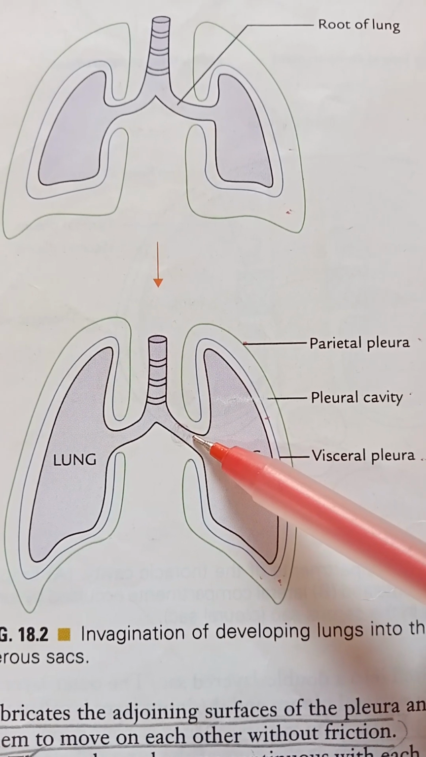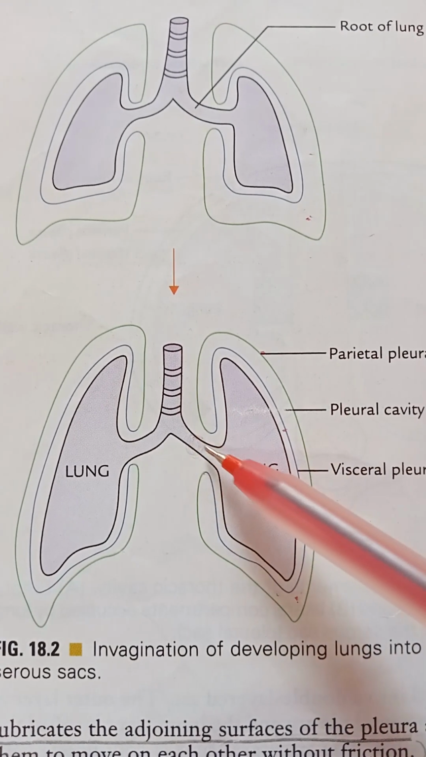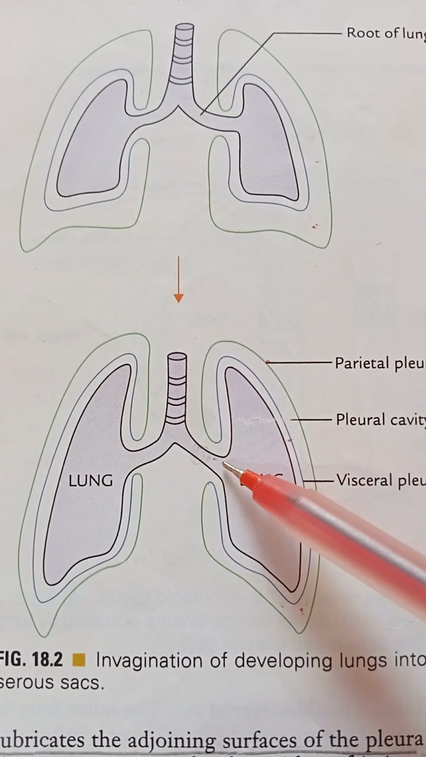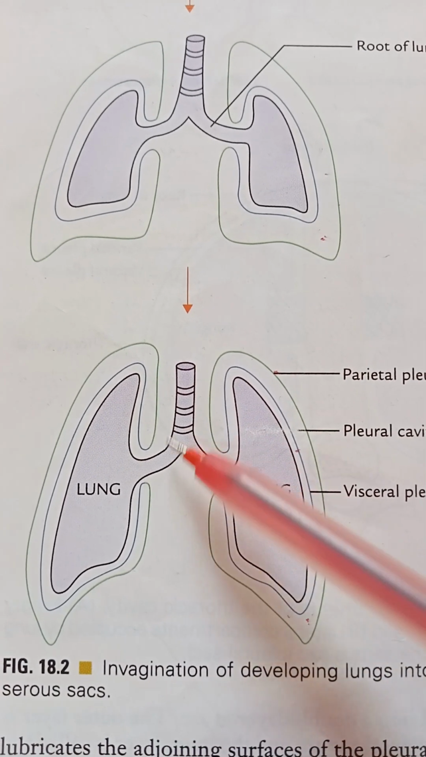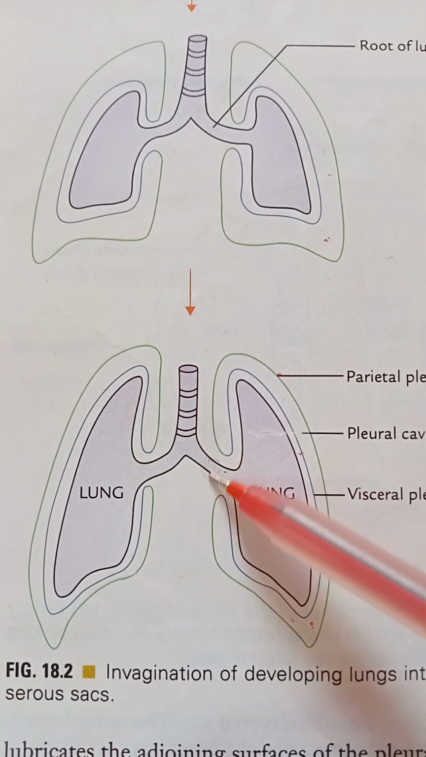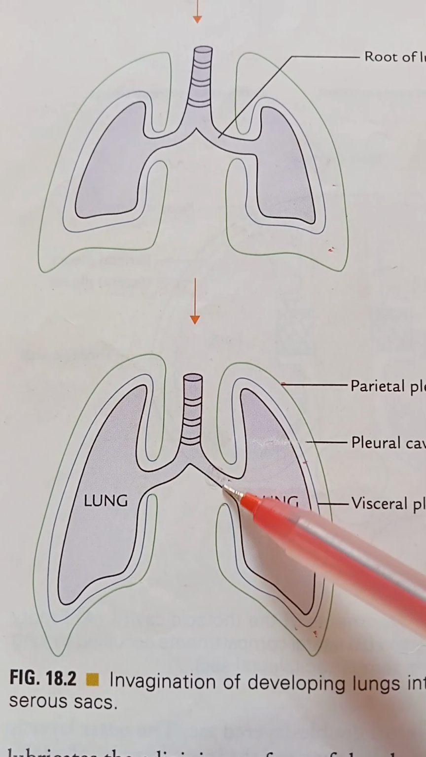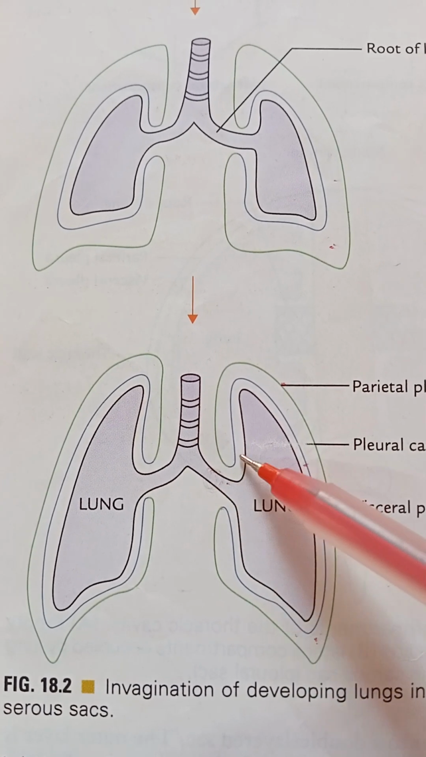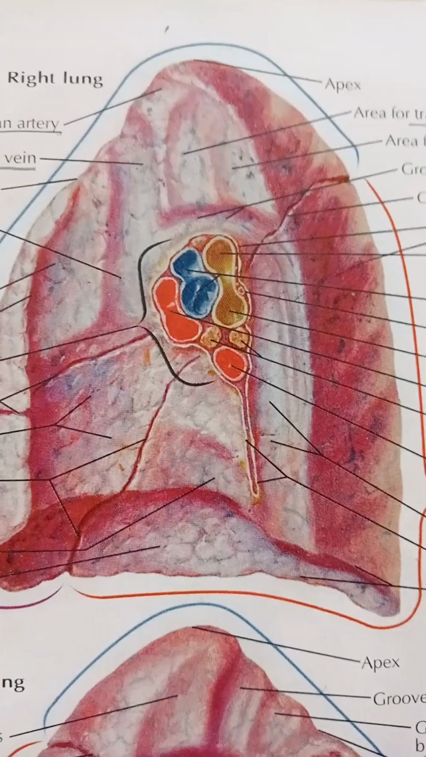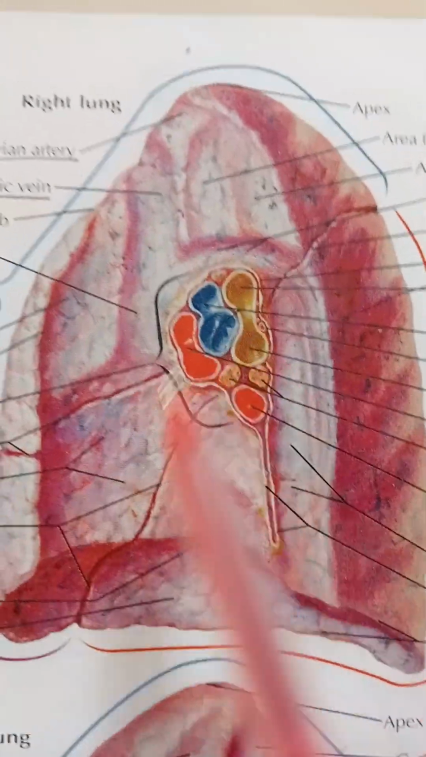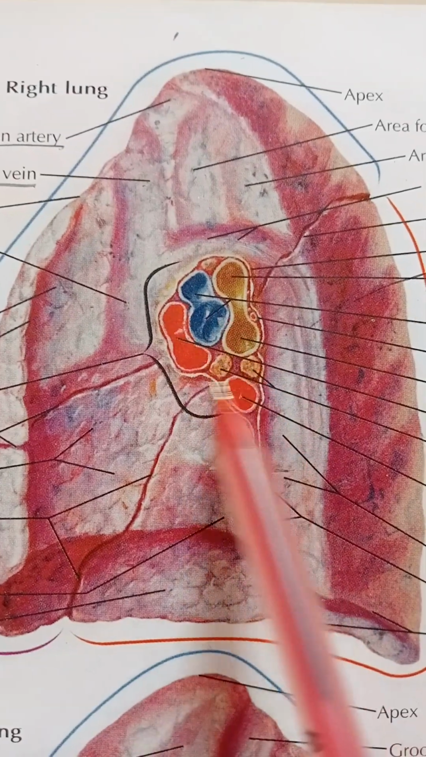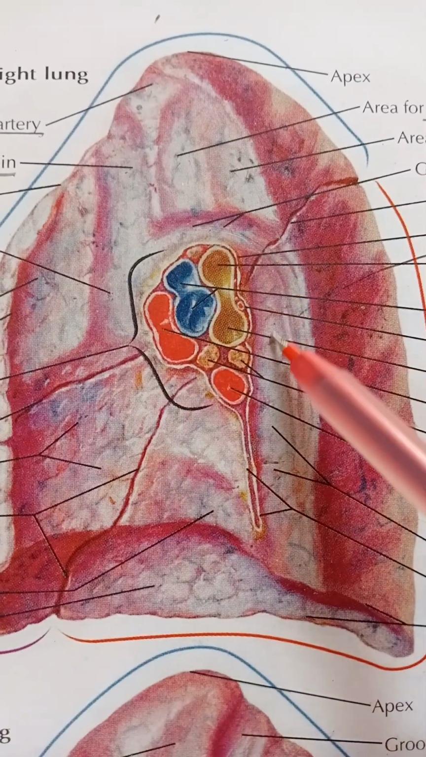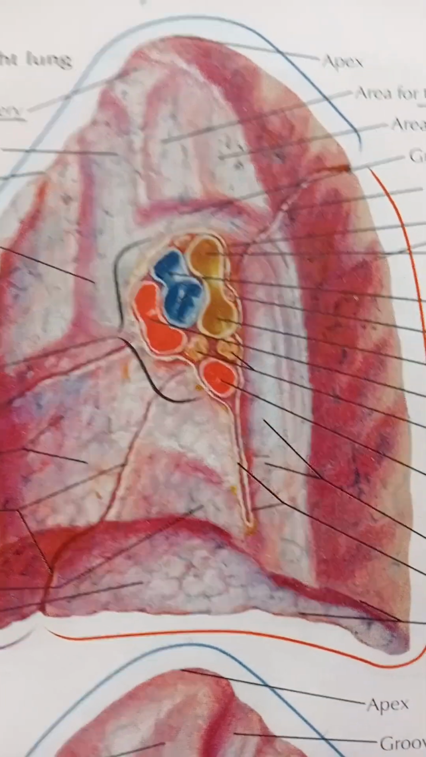The root of the lung is actually the structures which enter into the lung or emerge from the lung and connect the lung with the mediastinal structures. And this root passes through a triangular area. That area is known as the hilum of the lung. Here we can see there are some structures. These structures are the root of the lung, and this triangular area is known as the hilum of the lung.